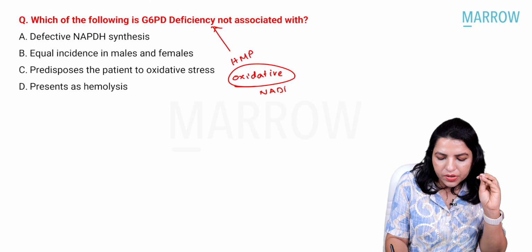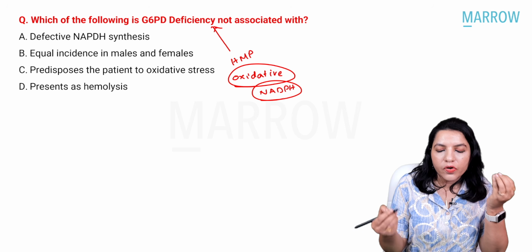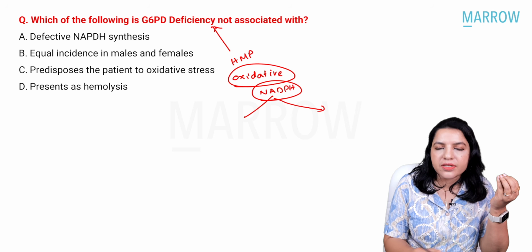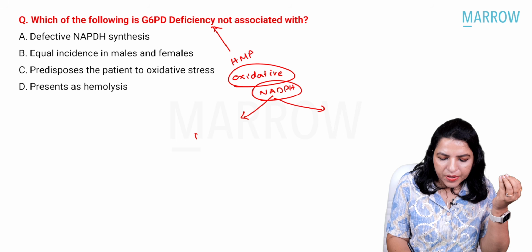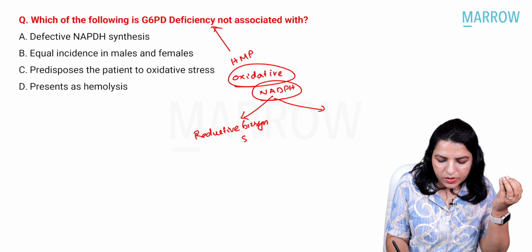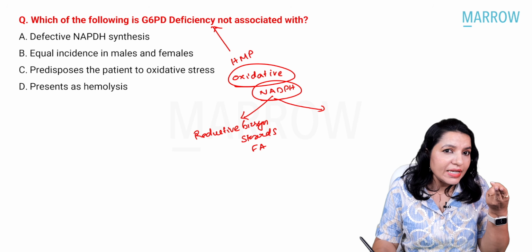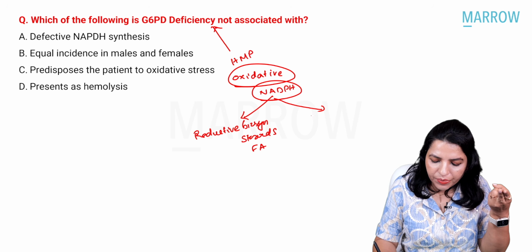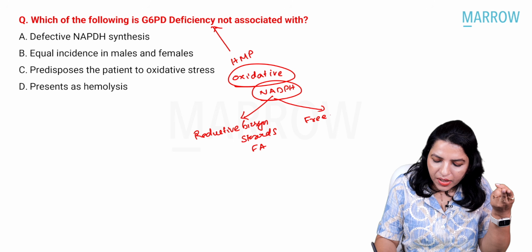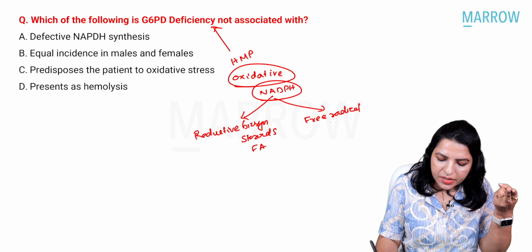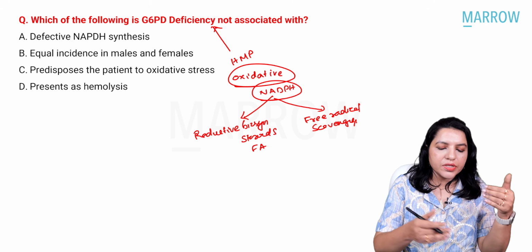NADPH is produced. Okay. Now, what's the role of NADPH? Two main things are there for NADPH. Number one is reductive biosynthesis of what? Biosynthesis of steroids and fatty acids, cholesterol, etc. Then what is the second important function of NADPH? It is free radical scavenging. Okay, now we see the question.